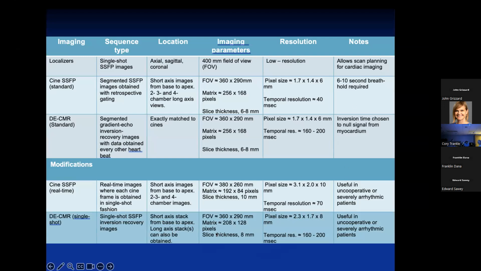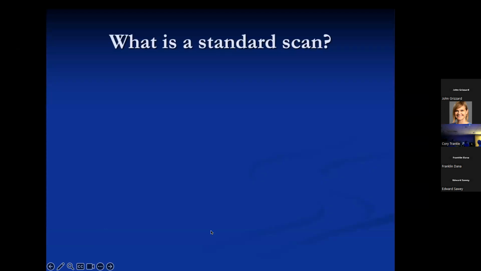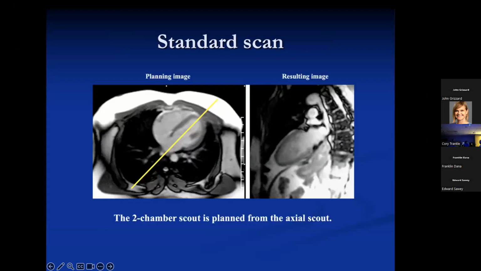So this is in here if you review this or whatever, and if somebody wants, I can give you this as a handout or something. Optional sequences, we talk about bright and dark blood imaging with morphologic images. Here's how we do the T2 images, flow sensitive sequences, etc. But notice that our matrix is pretty much always at like 200 or better to get pretty good high resolution images.